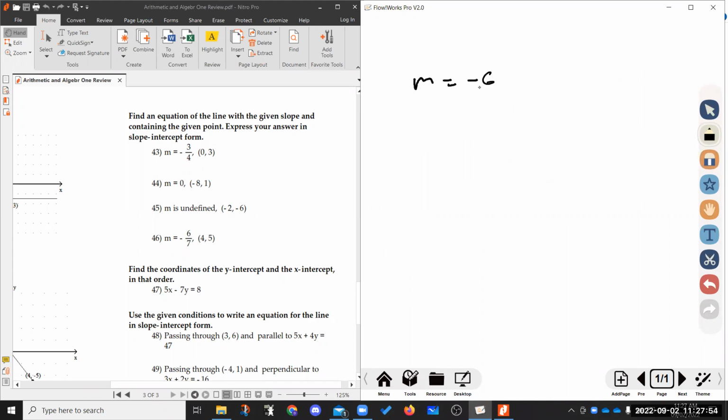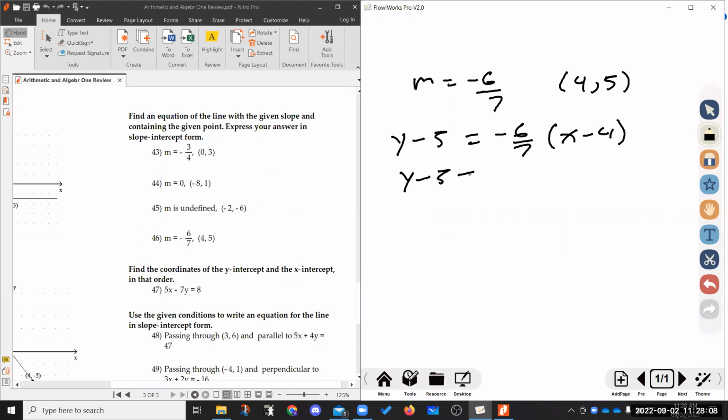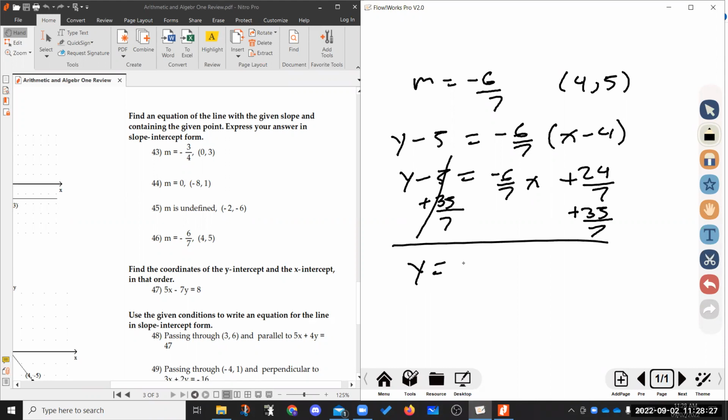m equals -7.6. And we have the point 4, 5 on the line. So this is y minus 5 equals -7.6 times x minus 4. y minus 5 equals -7.6x plus 24/7. I'm going to add 5, but I'm going to add 5 in the form of 35/7. That's 5 that I'm adding to both sides, -6/7 x. And this is going to be plus 59/7.